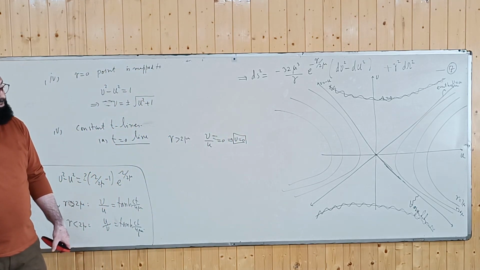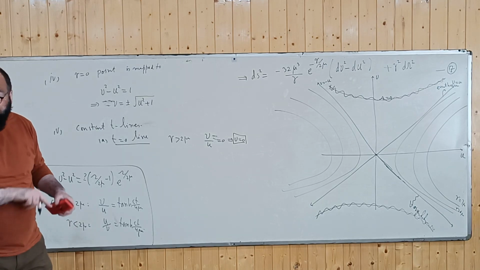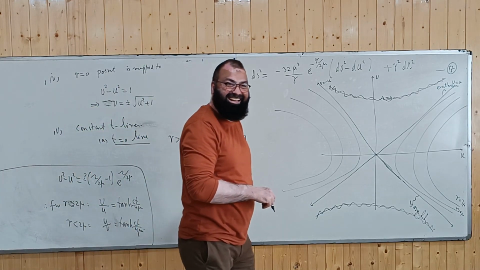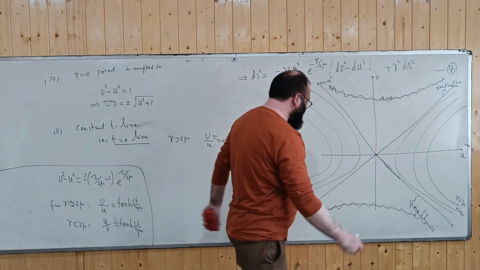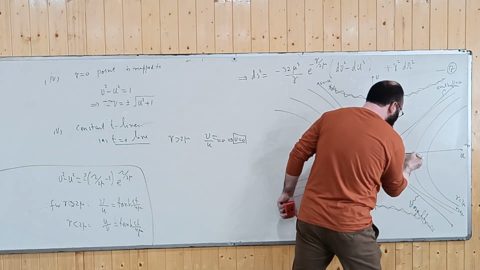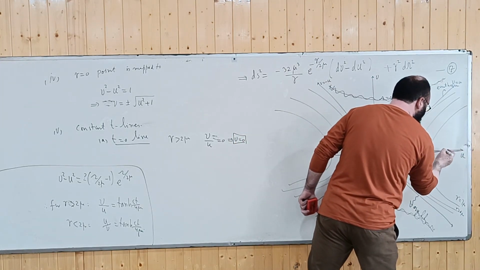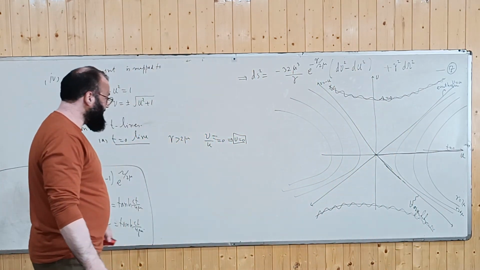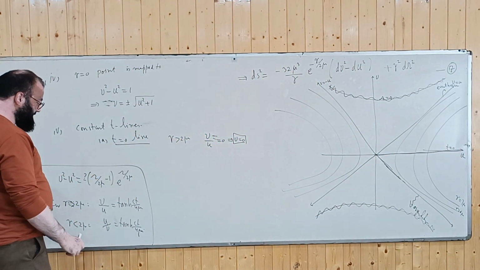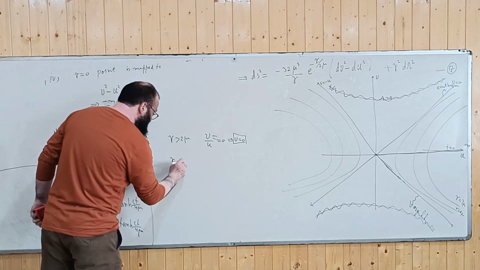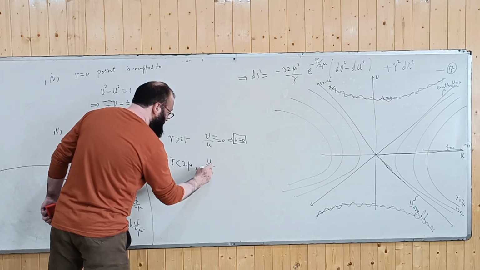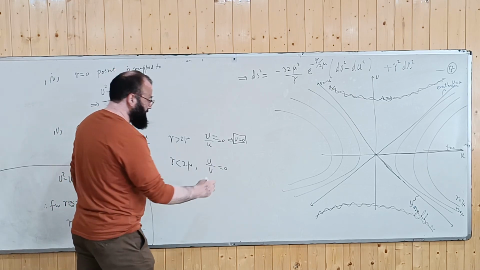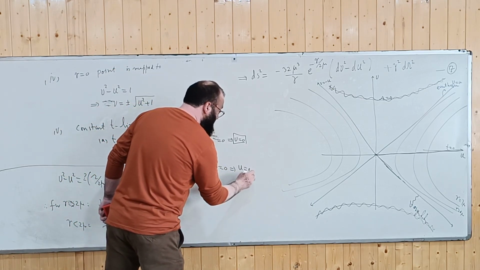Now tell me which line is v equal to 0? It's along u. So this is our t equal to 0 line, for r greater than 2 mu. Clear? Now for r less than 2 mu, what are you having? u by v is equal to 0. So what does it give me? u is equal to 0.